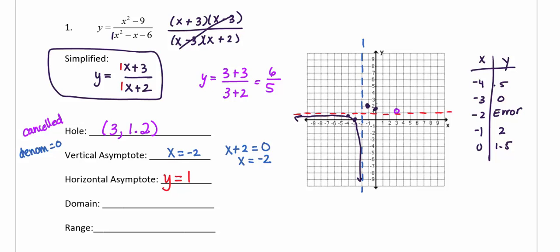But here's where you have to be careful. This hole is part of your graph. So your graph needs to go to your hole and through it on the other side. So that hole is definitely part of your graph.